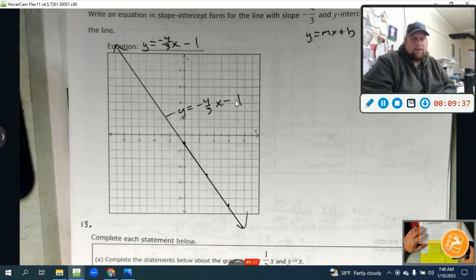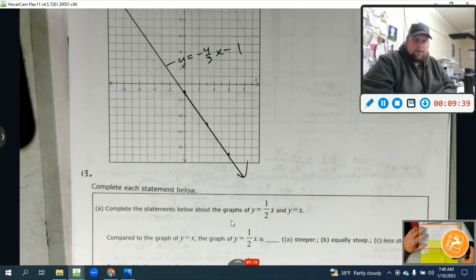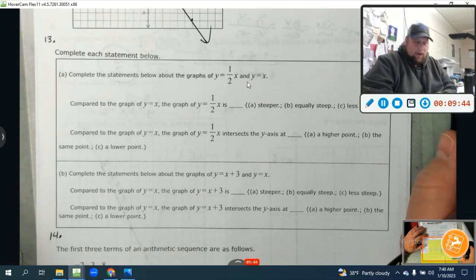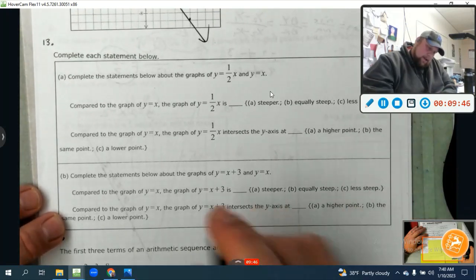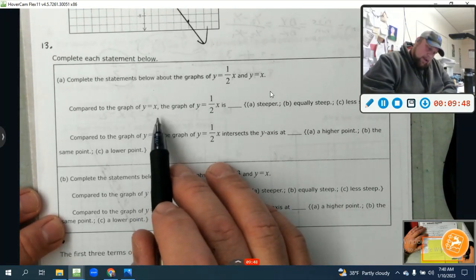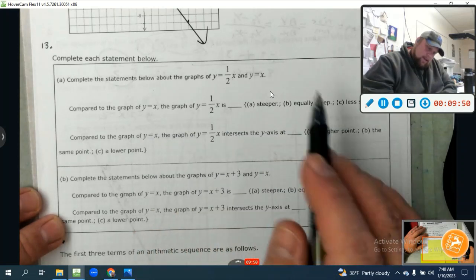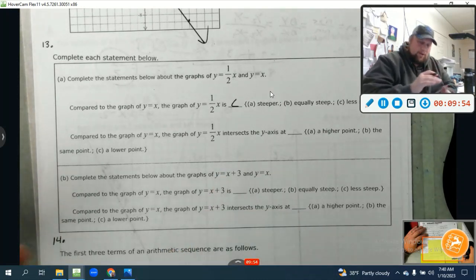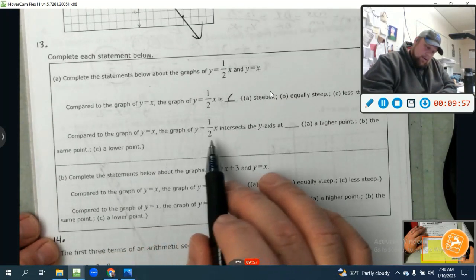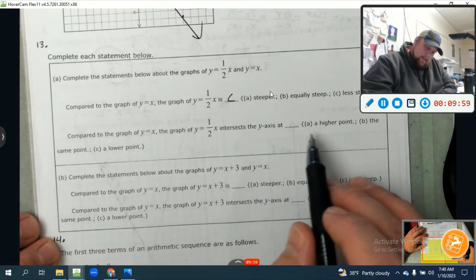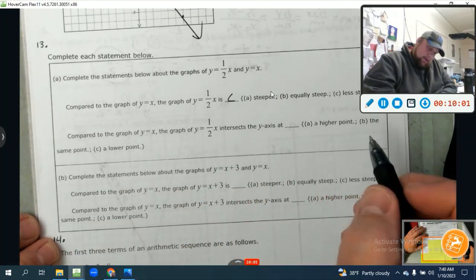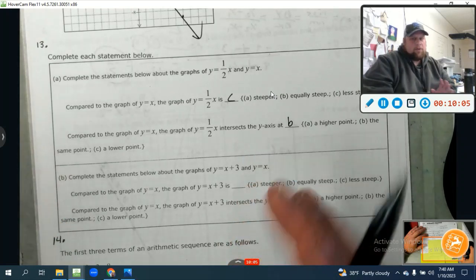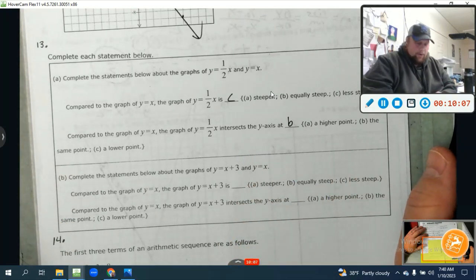Wow. Going quick. Down to our last two. Complete each statement below about the graph of y equals 1/2 x and y equals x. Compared to the graph of y equals x, the graph of y equals 1/2 x is less steep because its slope is between 0 and 1. It's compression, right? Vertical compression. The graph of y equals 1/2 x intersects the x-axis at the same point, B. You don't see a plus anything, so they're both intersecting at (0, 0).